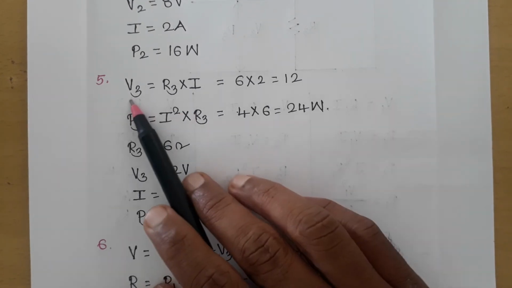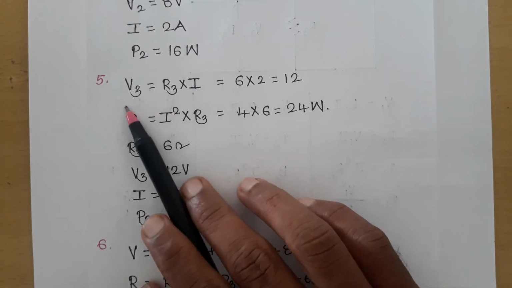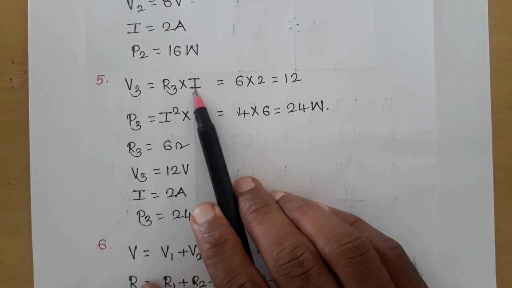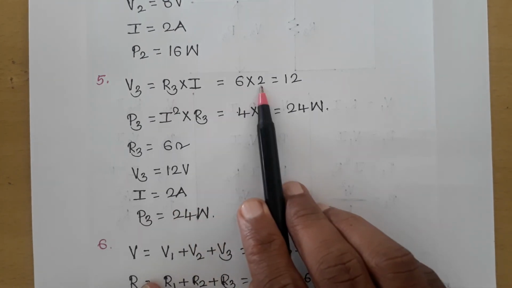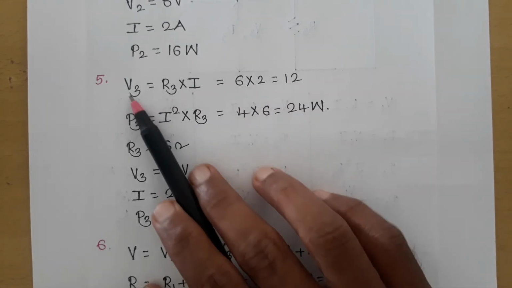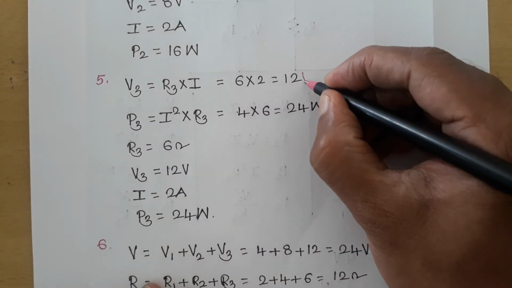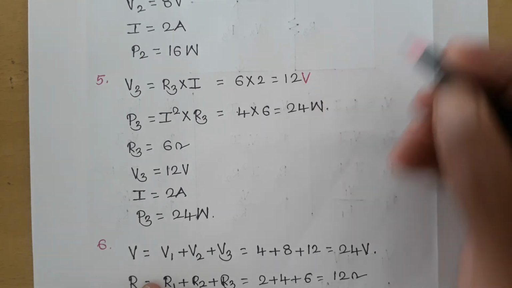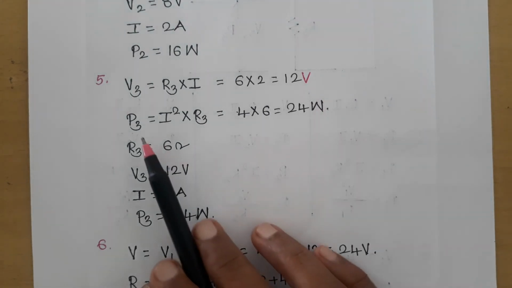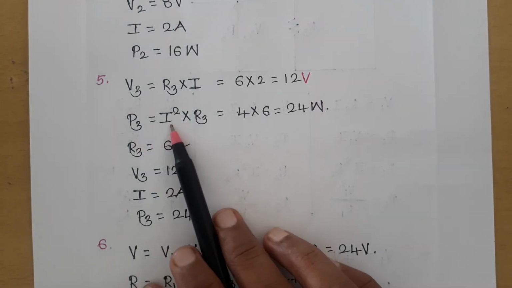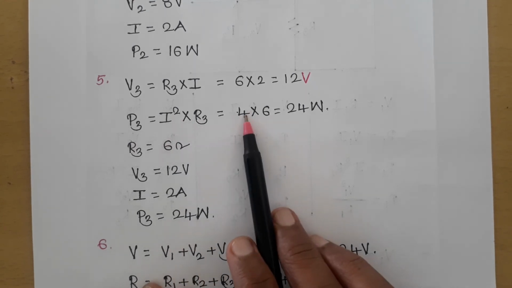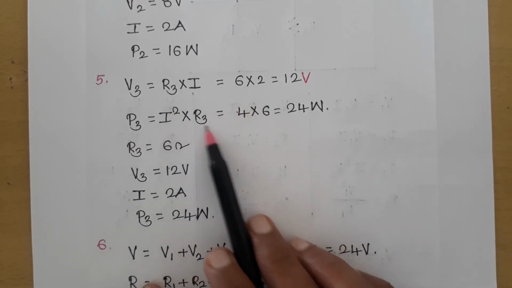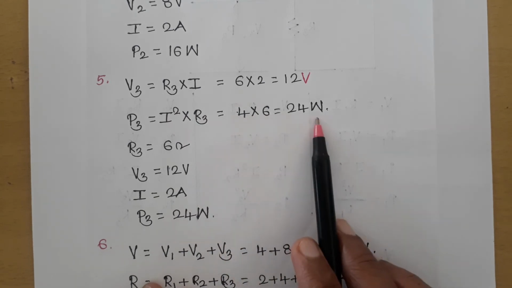Similarly, now let us focus on the third element. The basic relation between voltage, current and resistor value is V3 equal to R3I. Here R3 value is given as 6 and the current in the element is 2. So 6 into 2 is 12 volts. So 12 volts is the voltage across the third element R3. To find P3, I am using the I square R3 relation. I is 2, square is 4, into R3 which is 6, so 6 4s are 24 watts.